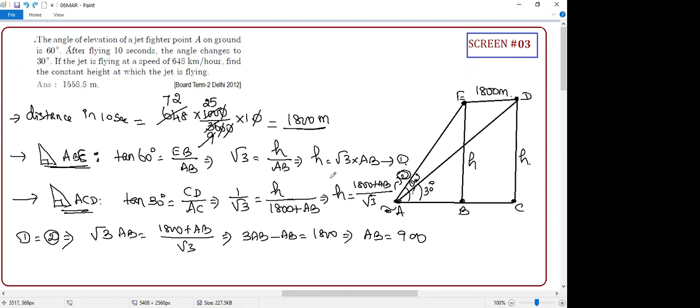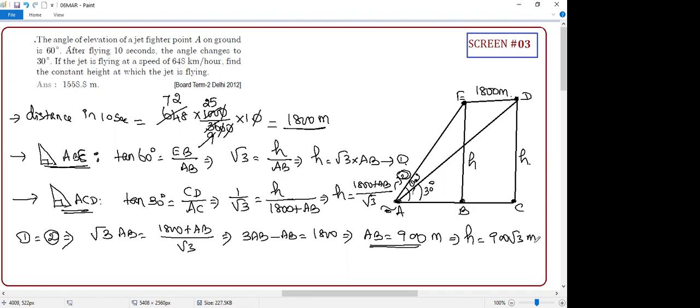But the question, they didn't ask what is the value of AB. They are asking what is the value of H. Then why did I find AB? Now we can substitute the AB value in equation 1. If I put it here, I will get H. This is the secret here. So H equals 900 root 3 meters.